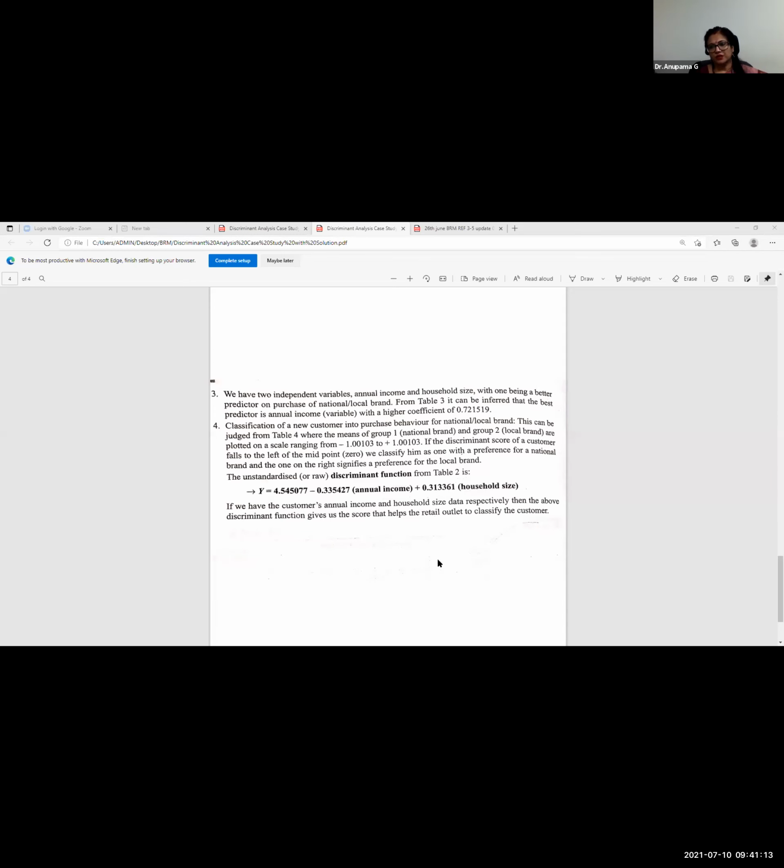So if you see the equation here, once you get this discriminant function equation, this is the predictor model for the retail brand case study that we're doing. In this case, can you guess which of the independent variables is most important for determining the national brand or local brand acceptance? Is it annual income? The coefficient of annual income is minus 0.335427. And the coefficient for household size is 0.313361.